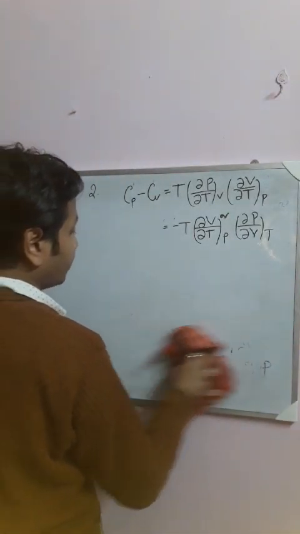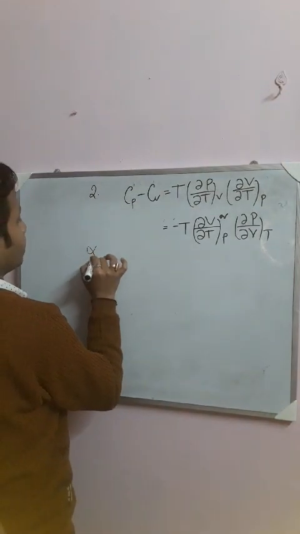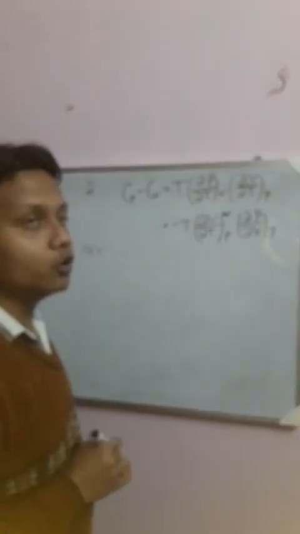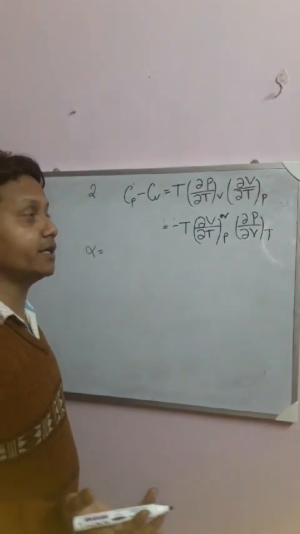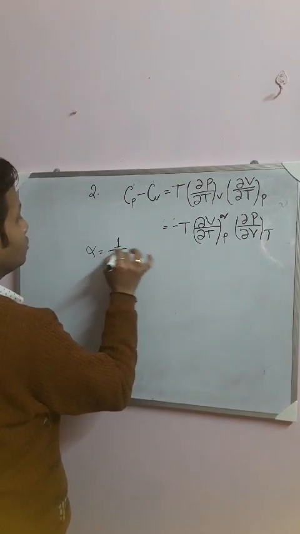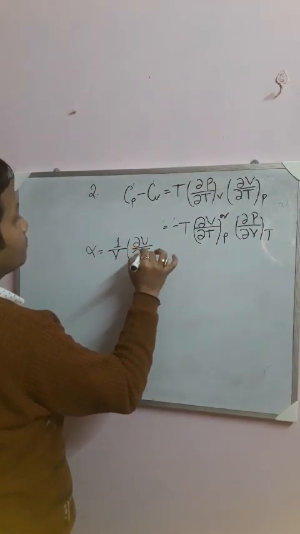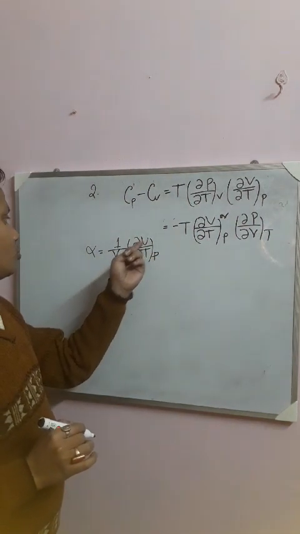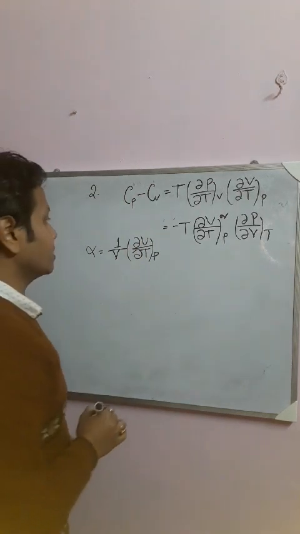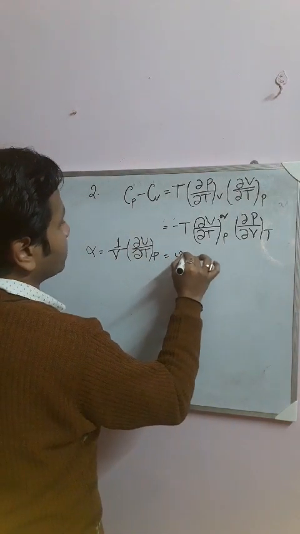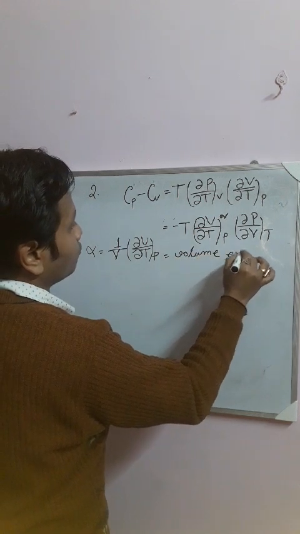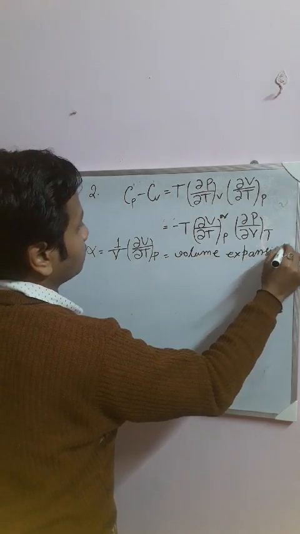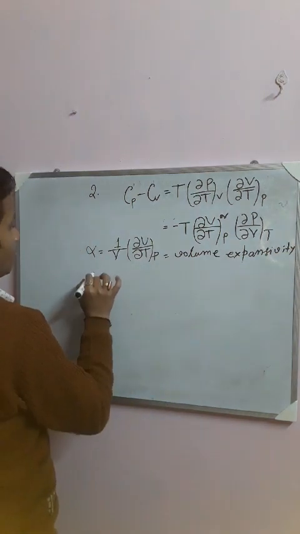Now for a pure substance we can easily write, as I already told, that alpha is the coefficient of volume expansion, or volume expansivity: the increase in volume per unit volume per unit rise of temperature, keeping P constant. So this is volume expansivity.